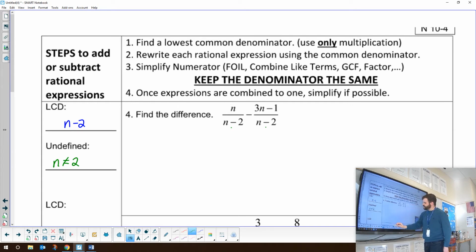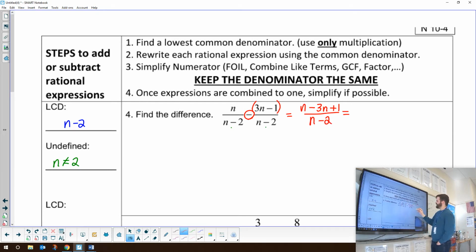Now, I want you to pay special attention if you see a minus symbol. If we are minusing, we are not just minusing this 3n, we're minusing this whole thing. So it's going to be like n minus 3n plus 1, because we're minusing that whole parentheses, over n minus 2.